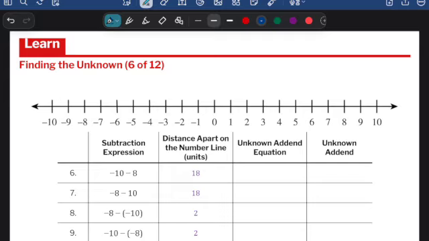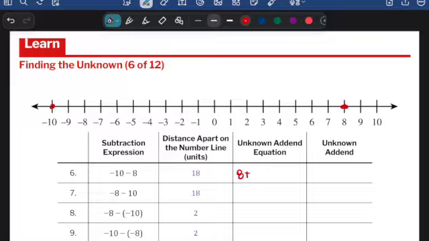All right, we have a few more unknown addend equations to work on. We already have the distances here, so I'll draw them on the number line. We have negative 10, and then we're going to positive 8. The distance is 18 between those 2 points. And then we're going to write our unknown addend equation by starting with the second number. We're going to go in reverse.